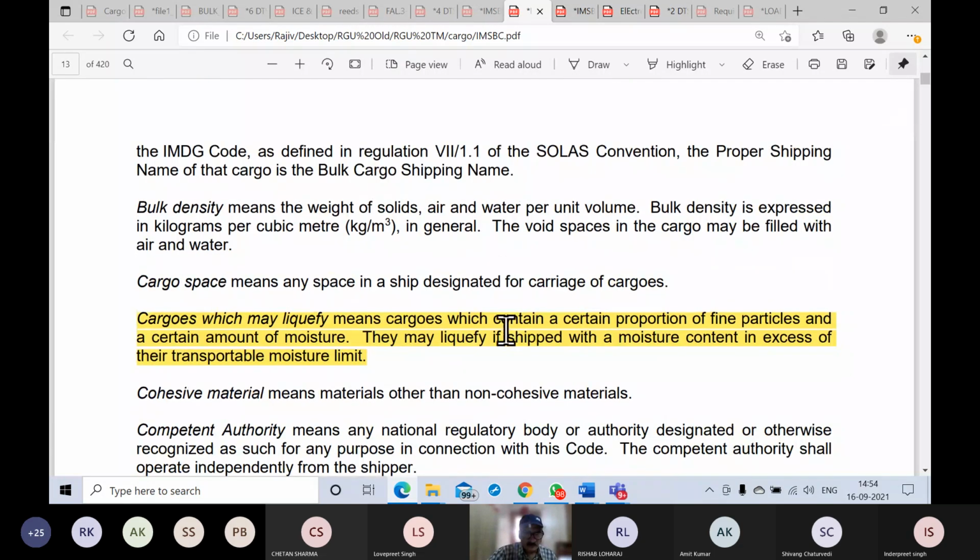Another definition which we have seen, but you may note it down. Cargoes which may liquefy means cargoes which contain a certain proportion of fine particles and certain amount of moisture. They may liquefy if shipped with moisture content in excess of TML. That is the definition of cargoes which may liquefy.